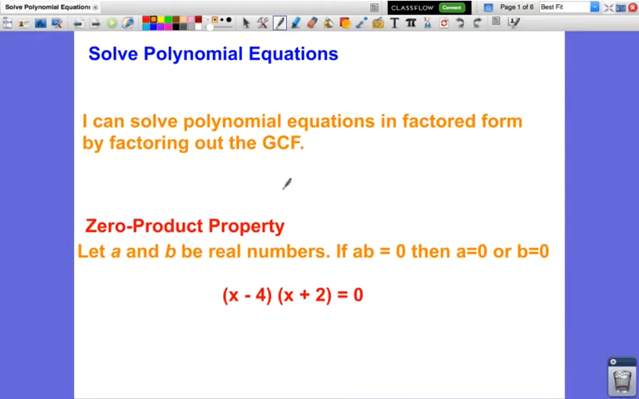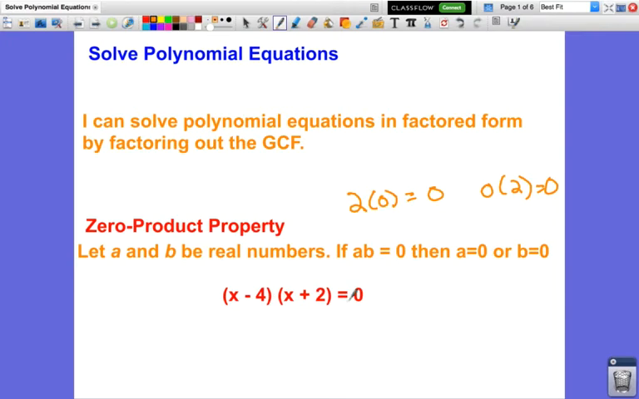Now the zero product property says this: if a and b are real numbers, and I have the equation a times b equals 0, then either a can equal 0 or b can equal 0. There are two possible answers. If a was 2, then b would have to be 0, because 2 times 0 equals 0. If b was 2, then a would have to be 0. So either a or b can equal 0, and there are actually two answers to this equation.